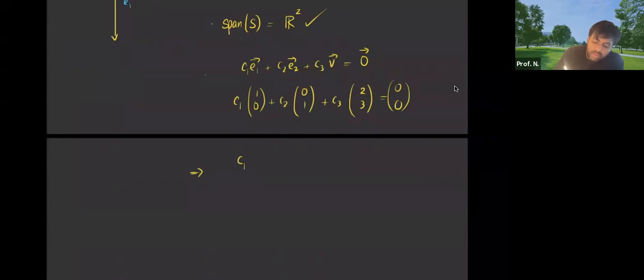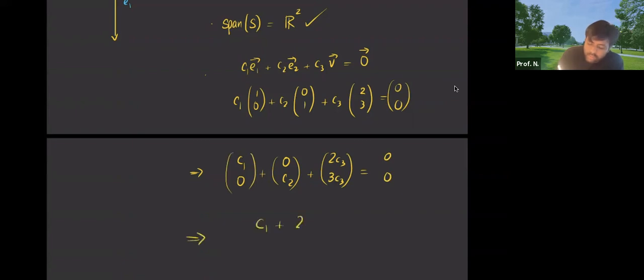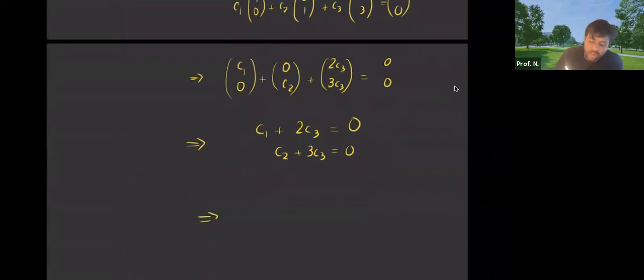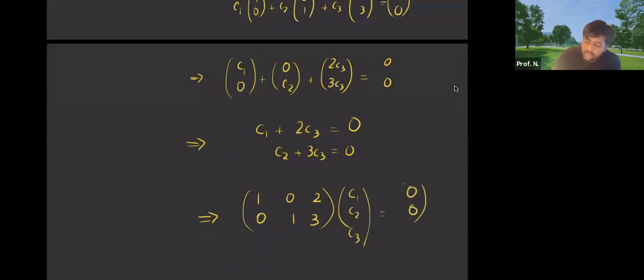And then the question is C1, 0 plus 0, C2 plus 2C3, 3C3 equals 0, 0. And then when you put this all together, you get C1 plus 2C3 and C2 plus 3C3 equals 0. And then you get the coefficient matrix: 1, 0, 2, and 0, 1, 3. That's my coefficient matrix. This multiplies C1, C2, C3, and I get 0, 0.